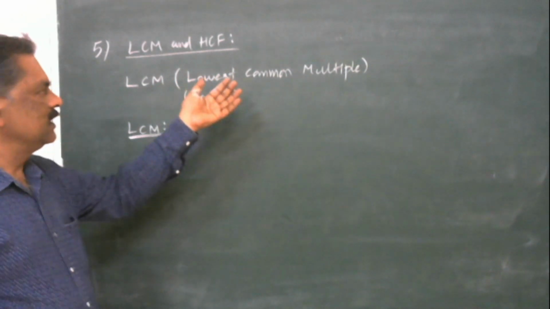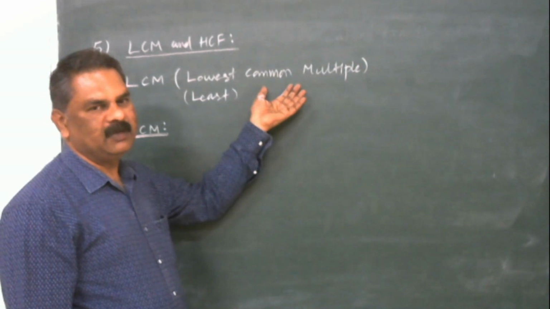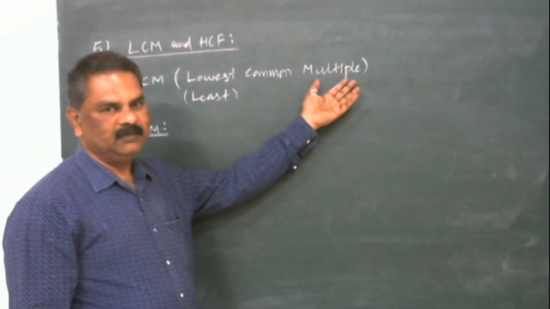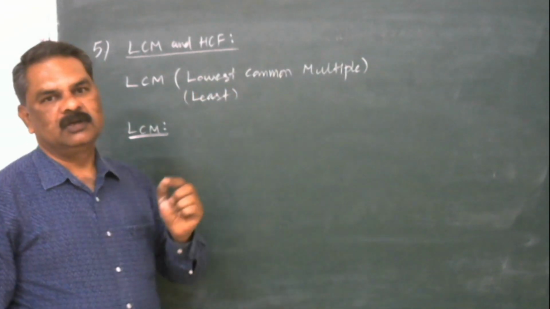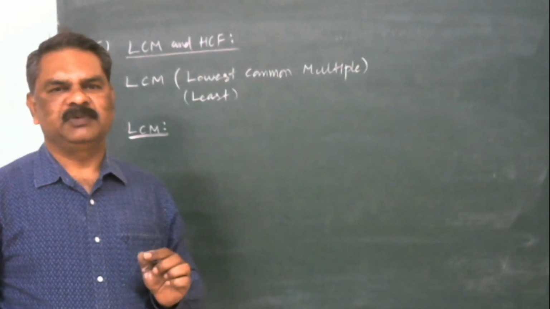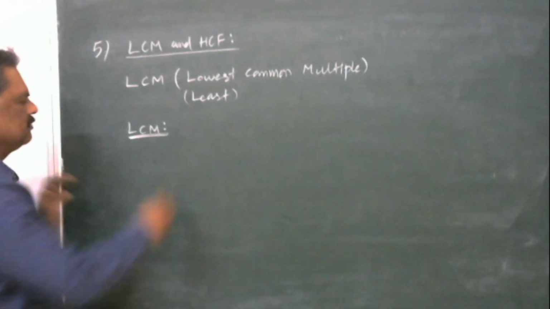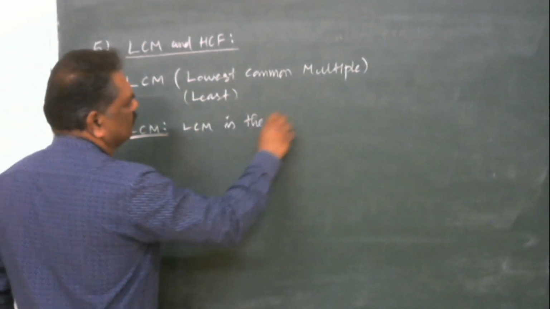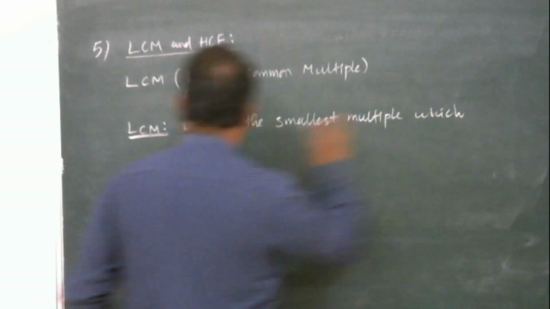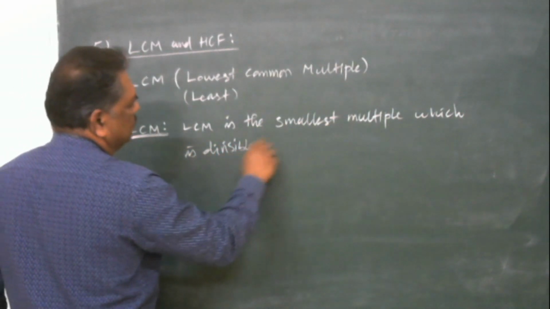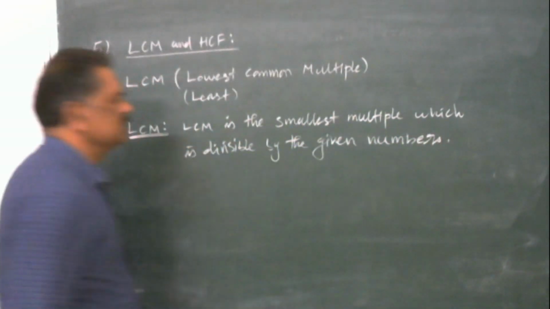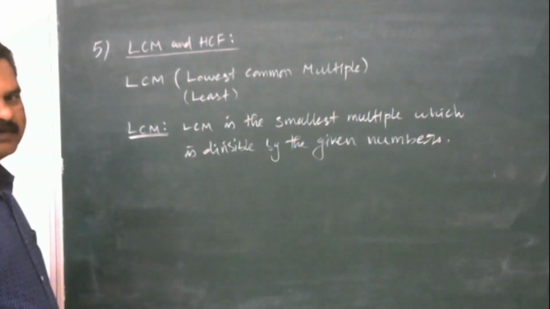It should be smallest and it should be common. First of all it should be a multiple, and it should be there in all the numbers, and we need to choose the smallest multiple. In other words, I will say that LCM is the smallest multiple divisible by all the given numbers. LCM is the smallest multiple which is divisible by the given numbers.